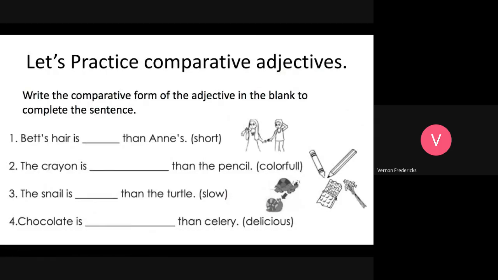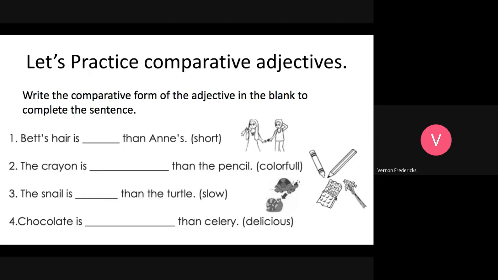Write the comparative form of the adjective in the blank to complete the sentence. Example number one: Brett's hair is blank than ants. The adjective that we need to use is short. Number two, the adjective that we have to use is colorful. Remember the syllables.